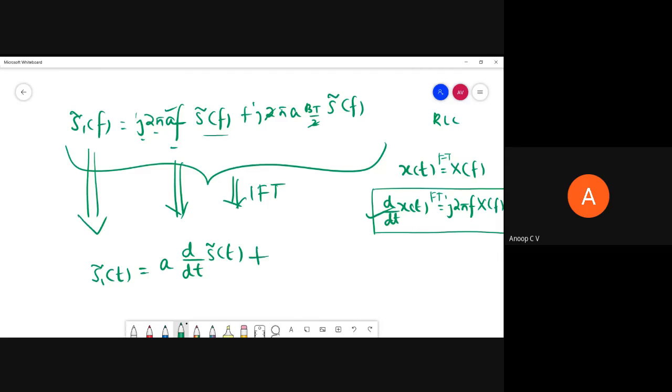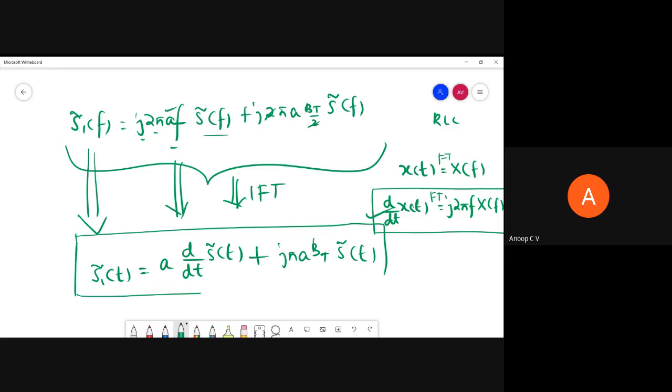Then plus what we have is j 2 pi a bt, those are j pi a bt, everything are constants, right? So then we can write j pi a bt times s tilde of t. So this is s1 tilde of t. This is how we found it out.